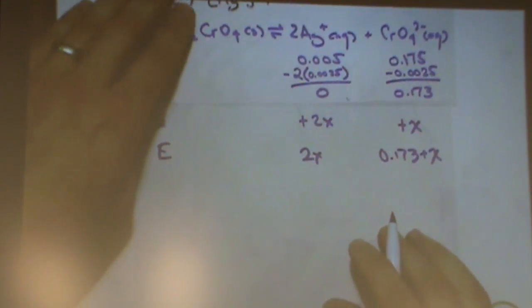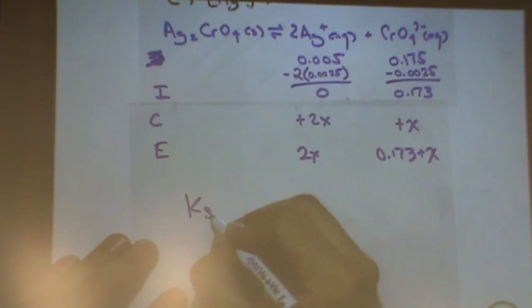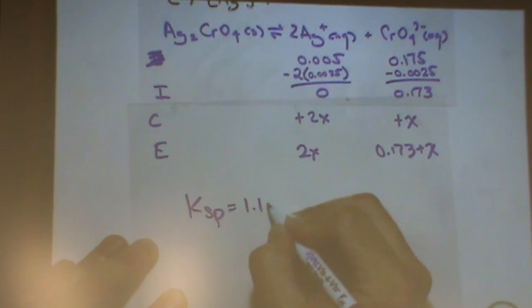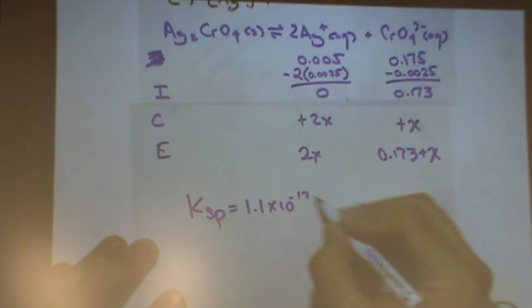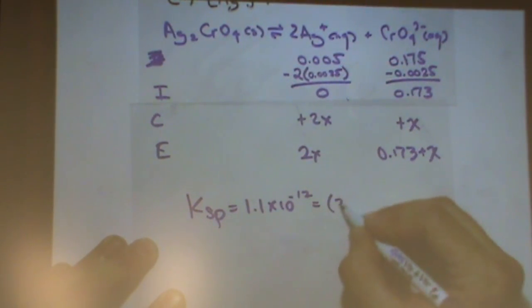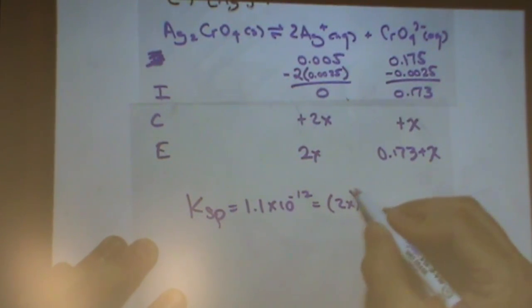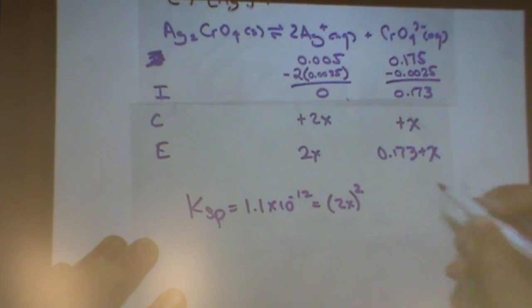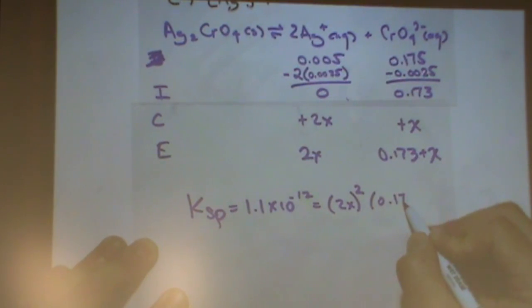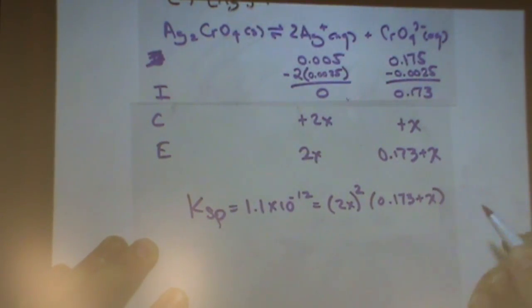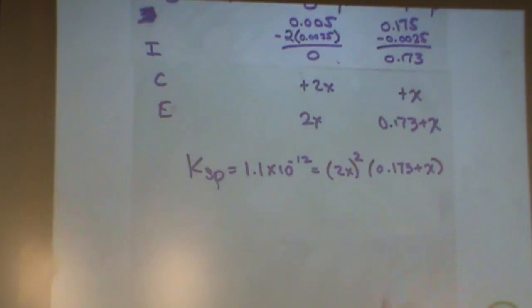So I've been doing the ice table, so I do my typical solving Ksp, 1.1 times 10 to the minus 12 equals 2x. Here's the 3rd place that 2 goes, squared. And then 0.173 plus x. I know, I apologize that your brain is exploding right now. I just decided you'd probably rather see a harder problem than an easier problem, so I picked a hard one.